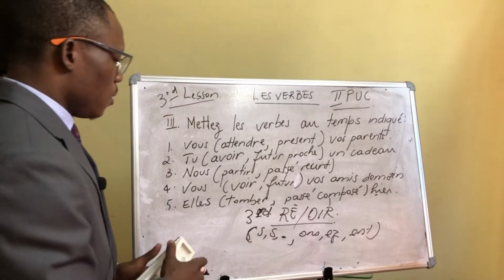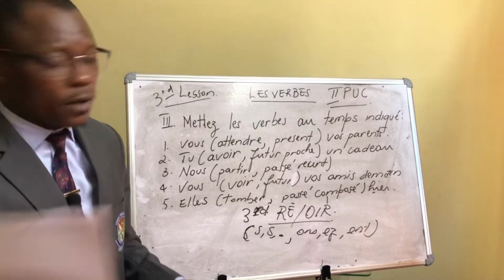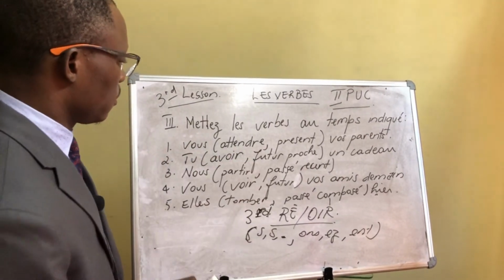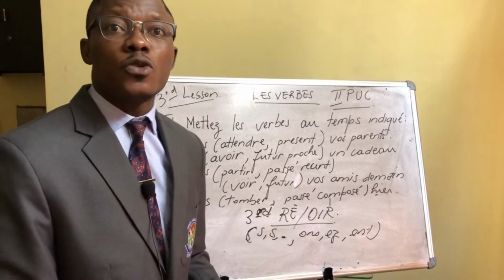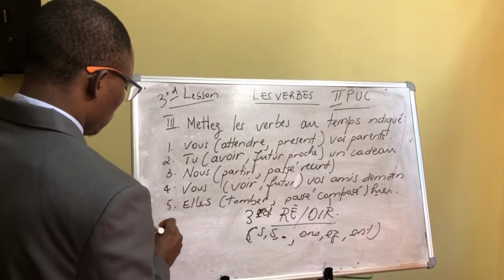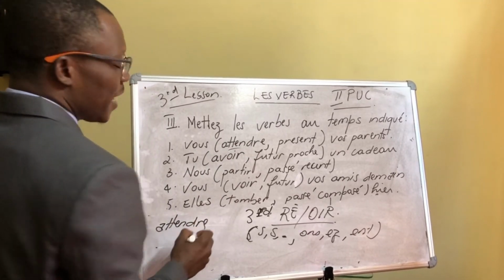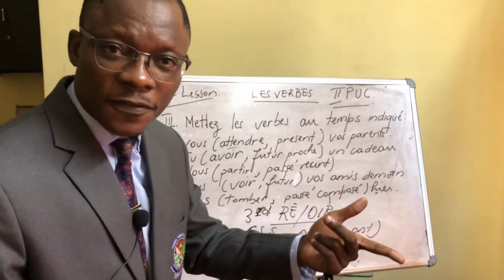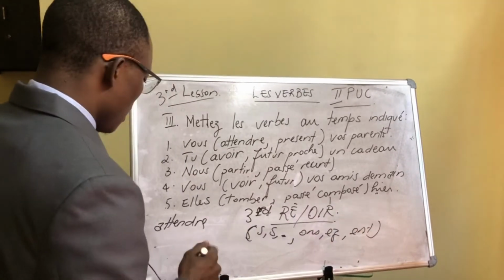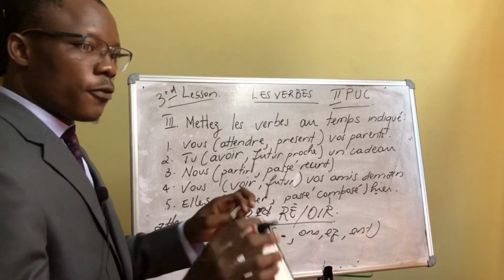Example of an RE verb, I can take one example from the board. Attendre. Yes, let's take attendre, which means to wait. Attendre is already there. I didn't say entendre. Entendre is different. Entendre means to hear, and attendre means to wait.